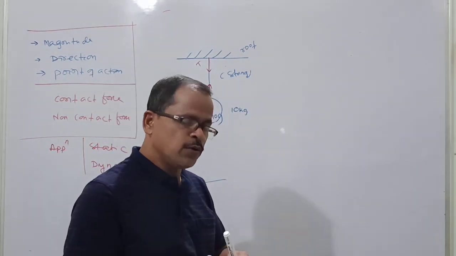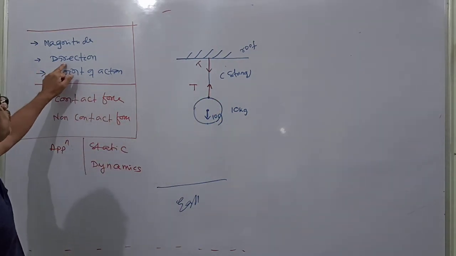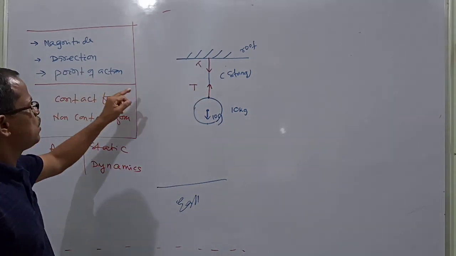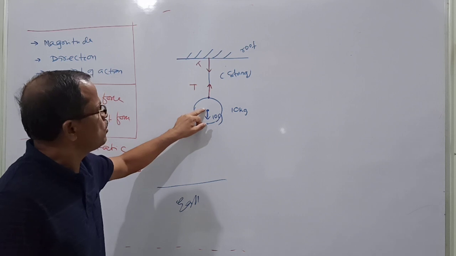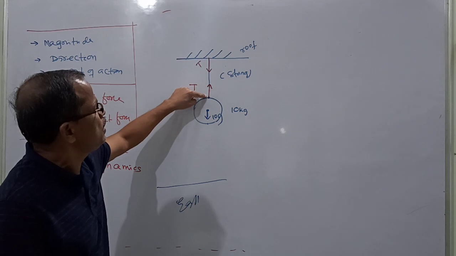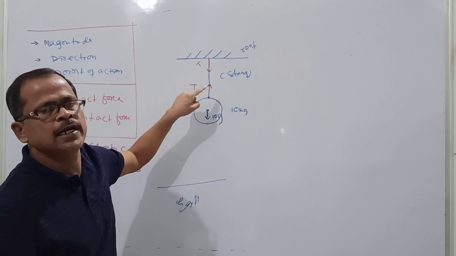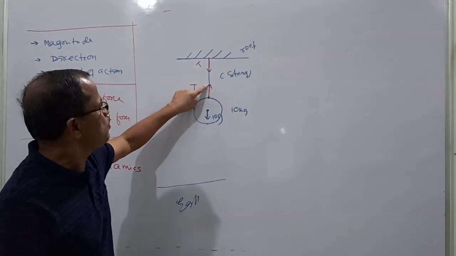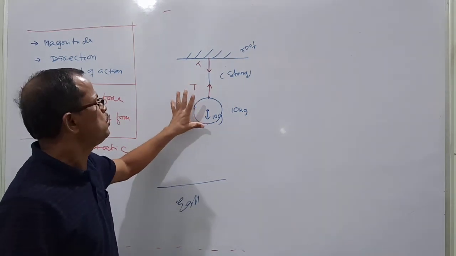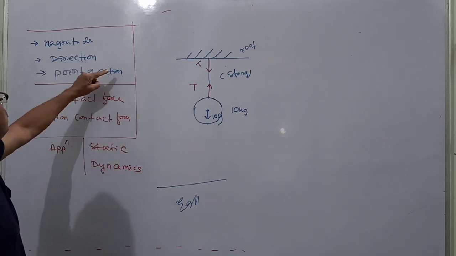So again, I am telling what I have done. This is a sphere, and I have recognized the direction of forces: the direction of the weight and the direction of tension. Then the point of action: the weight acts through the center of mass of the sphere. The tension acts at the contact point on the top of the sphere and another contact point at the roof. But I will not consider the roof here because I am drawing the free body diagram of the sphere. Tension is a contact type, weight is a non-contact type, and the magnitude of force I have shown. So: contact force, non-contact force, point of action, direction, magnitude.